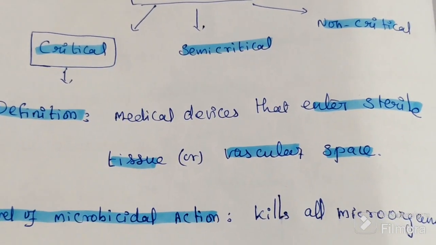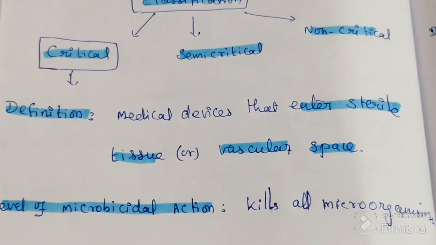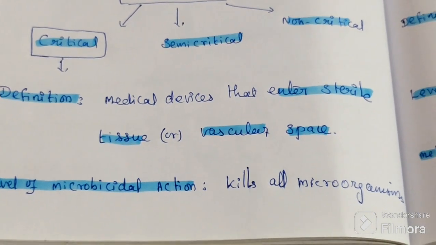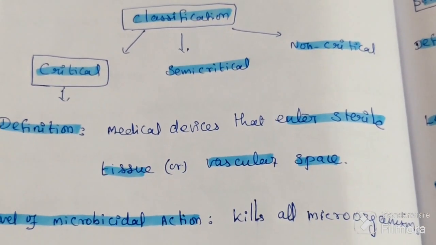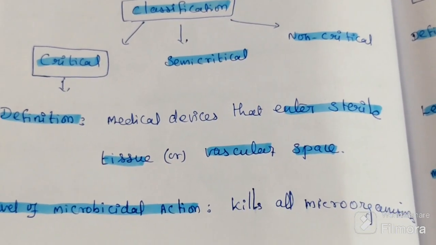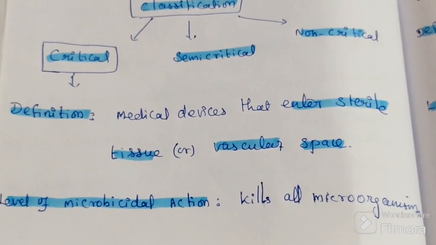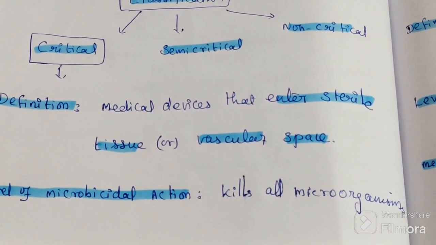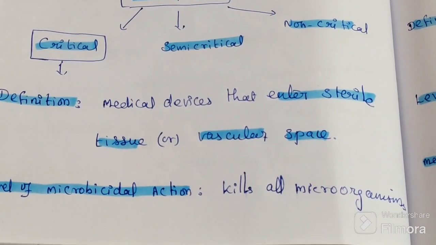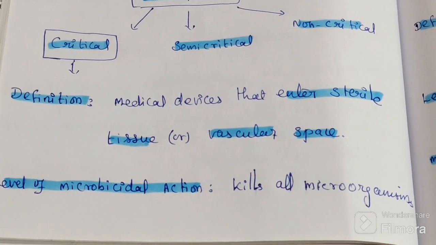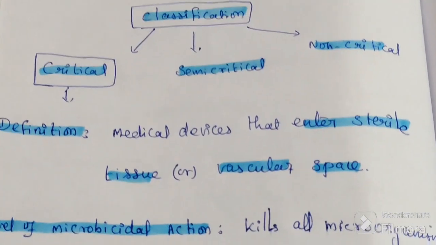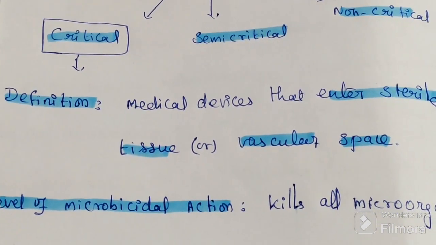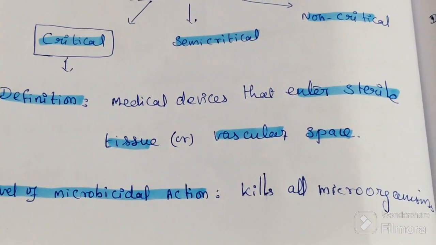So the first category is critical. We will call it high. According to this, medical devices that enter sterile tissue or vascular spaces are included in the category critical. Critical means all the medical devices that are entering into the sterile tissue or vascular space.